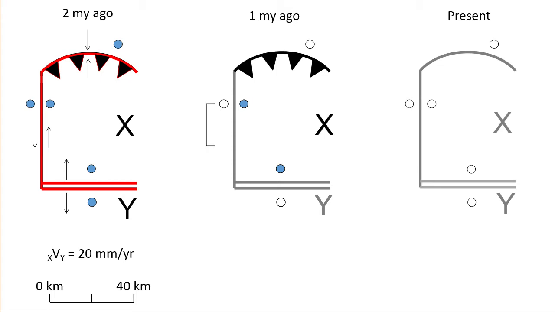Then I would start to look at features on plate Y, and I would start with the dots. So the first thing I would do is I would move this dot 20 kilometers. Again, this scale bar here represents the 20 kilometers from over here, and so I would place a new dot here. Next, I would move this dot here, but again, remember that X is overriding, so even though a dot would normally go here, it will be below plate X because Y is subducting underneath X here, so I wouldn't draw it, I would just remove it.